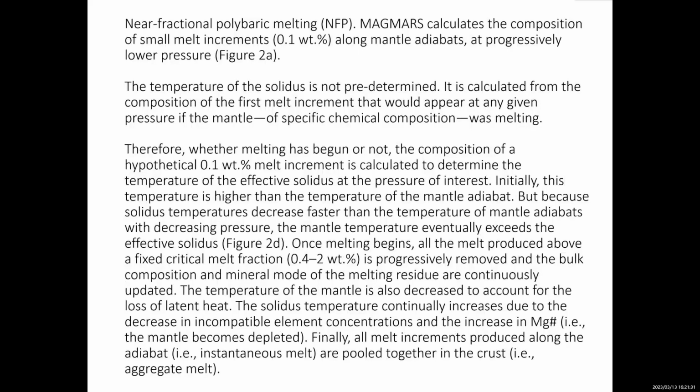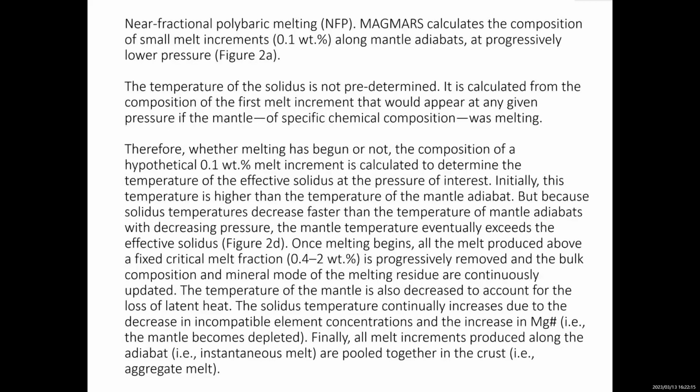And then they go on to the process, whether melting has begun or not, the composition of the hypothetical 0.1 weight percent melt increment is calculated to determine the temperature of the effective solidus at the pressure of interest. So they always assume 0.1% melt before they calculate the solidus. It's okay, although it's not perfectly right, because if no melting occurs, of course you won't have 0.1% melt. But in this situation it's okay, because for the major elements, even if you consider 0.1 weight% melt, it won't affect the bulk composition too much. So this is a reasonable assumption and easy to do in the codes.